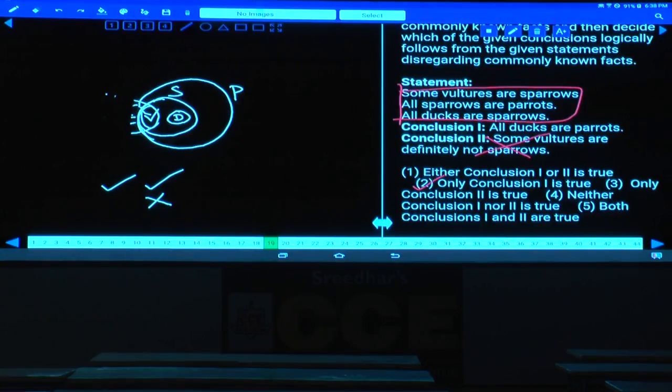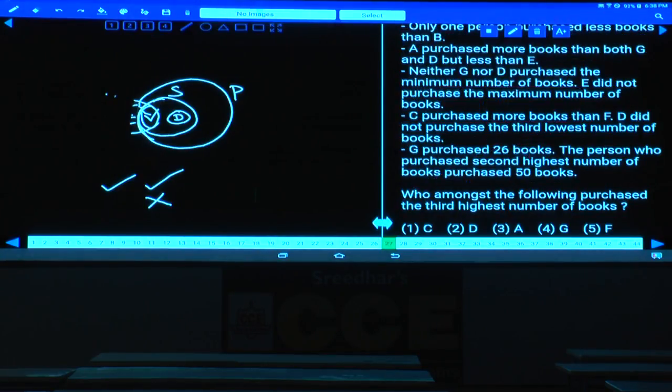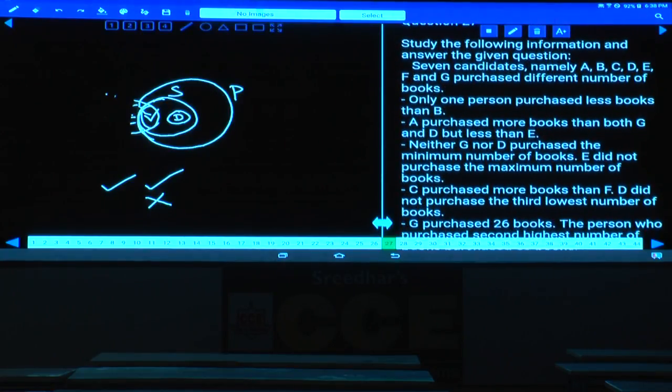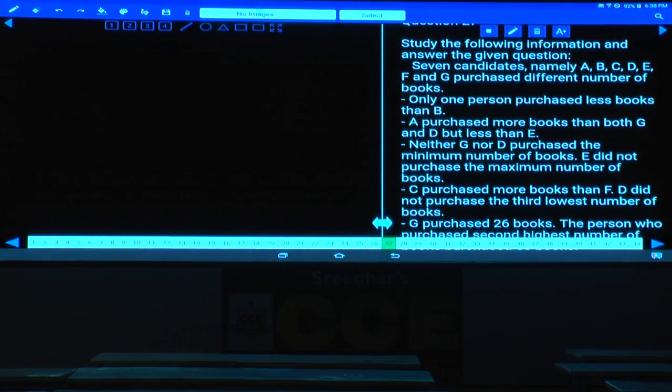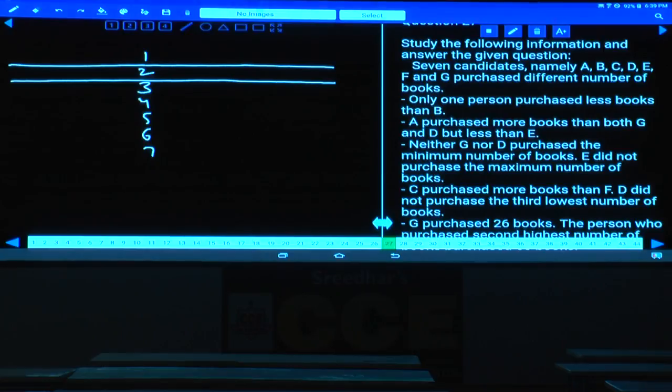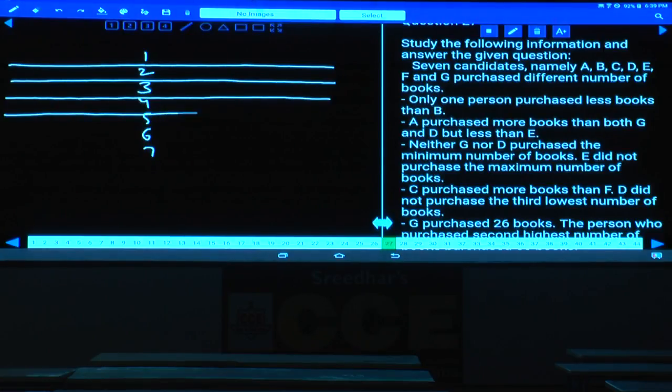Then 22 to 26, coding and decoding. Then 27 to 31. As for question numbers 27 to 31, what is given in this one? 7 candidates. Who are those 7 candidates? A, B, C, D, E, F, and G purchased a different number of books. Only one person purchased, as it comes under comparison, 3, 4, 5, 6, and 7. 7 persons bought different numbers of books.